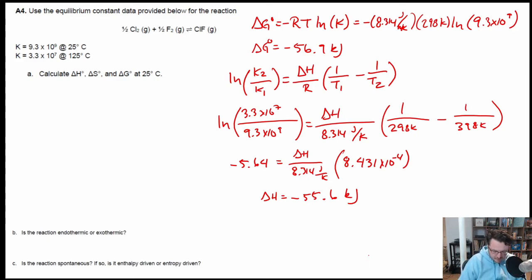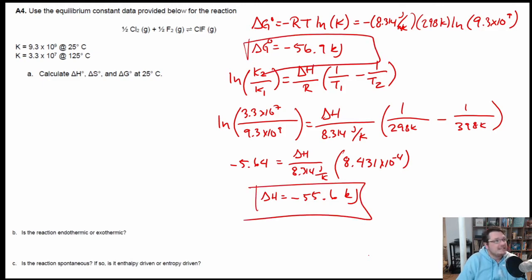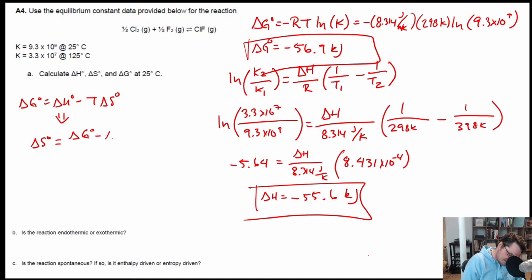All right, so now we have the delta H value and the delta G value. The last thing that we need is the delta S. We know that delta G naught is equal to delta H naught minus T delta S naught. We know delta G, we know delta H, we know what T is. So we rearrange this equation, and delta S naught is equal to delta G naught minus delta H naught, divided by negative T. So we get negative 56.9 kilojoules minus negative 55.6. I'm running out of space on that. Here, let me just go right here.